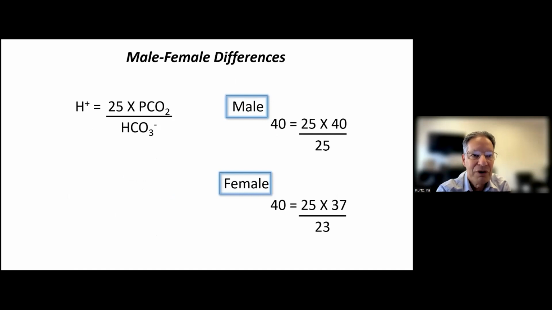Now, the other issue that people don't realize is that there are male-female differences. The numbers we tend to think about historically are male numbers. The PCO2 in men tends to be higher than in women. Now, it's not a lot, but if you take 100 women and 100 men and average the PCO2, you're going to tend to get a slightly lower number in women. And the bicarbonate is also a little bit lower.